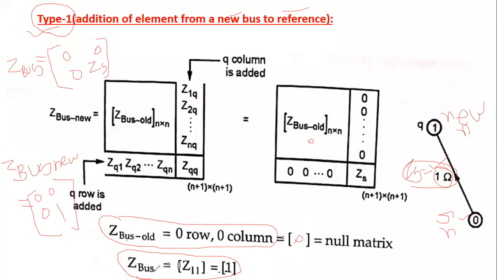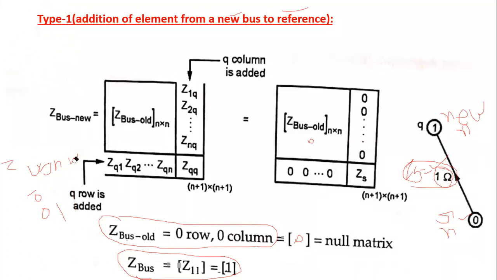Therefore Zbus is equal to Z11, that is 1, 0, 0, 1. Understand? The element is added between the new node and the reference node. In type 1 modification, the element is added between node 1 and the reference node. Then it is considered as the type 1 modification.